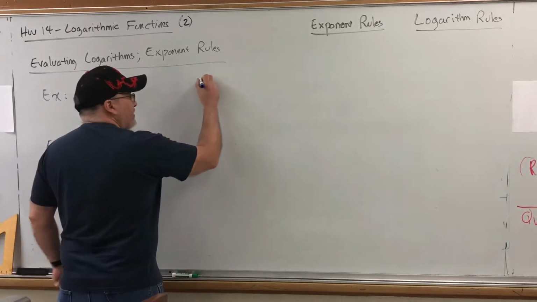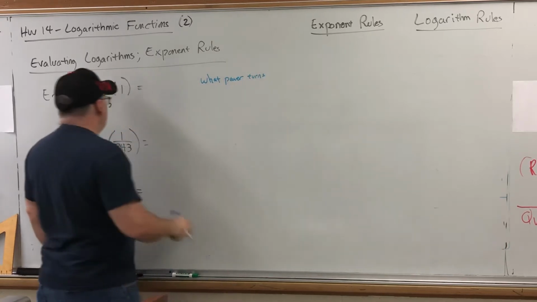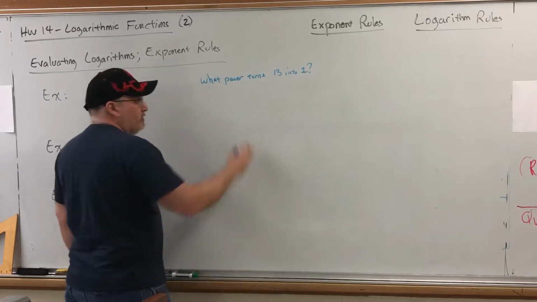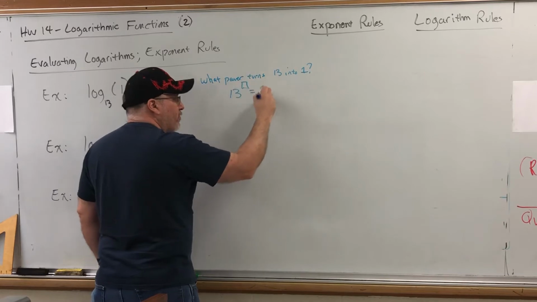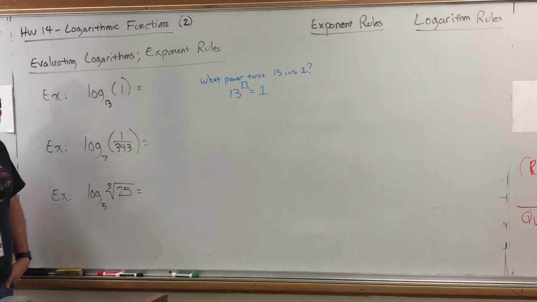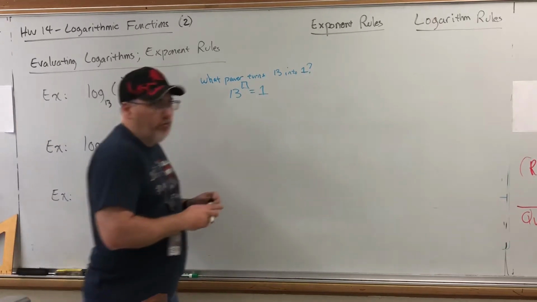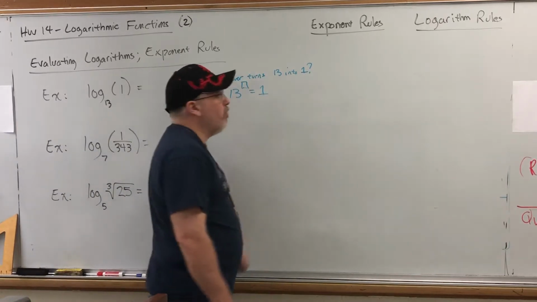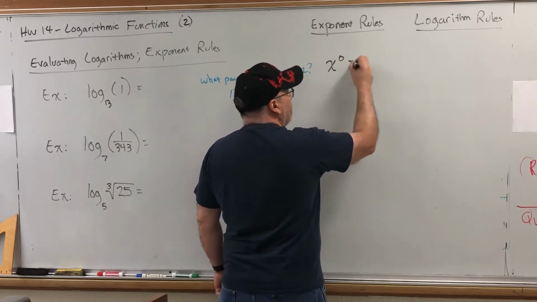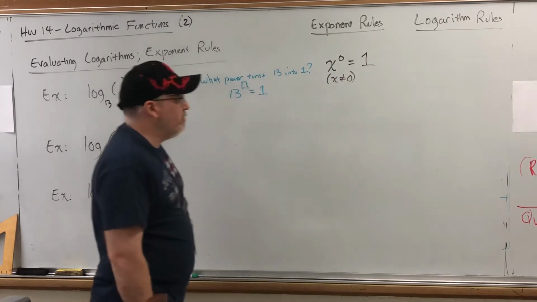The question this one is asking is: what power turns the base, which is 13, into 1? So what power would we put on a 13 to get an answer of 1? If you don't know the exponent rule that's in play here, this would be a tricky question to answer. But in the previous series of videos, we had an exponent rule that said anything to the 0 power is equal to 1. Well, except 0. There is the stipulation that the base can't be 0.